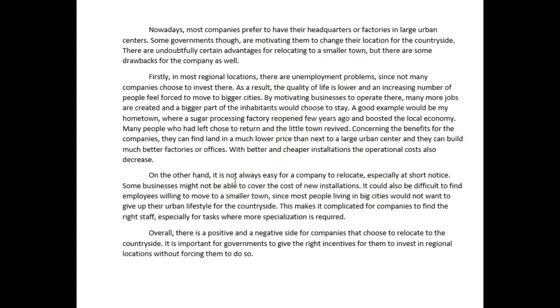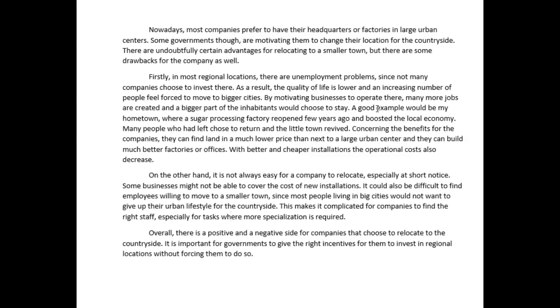Let's see, what else? So, yeah, this for me was the issue here, that it wasn't developed enough. And then look at that, look, a bigger part of the inhabitants. That was also a little awkward. So there are a couple of areas where your vocabulary, here, look at this, a good example. Why don't you say a prime example? Okay, so that's the kind of stuff that I would like to see.